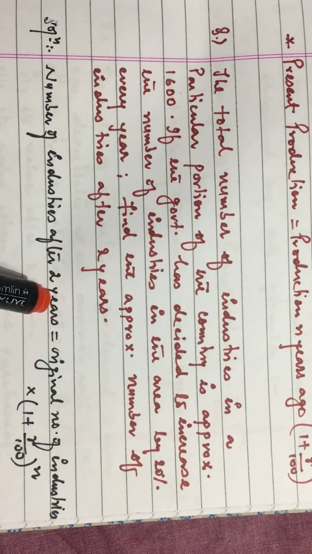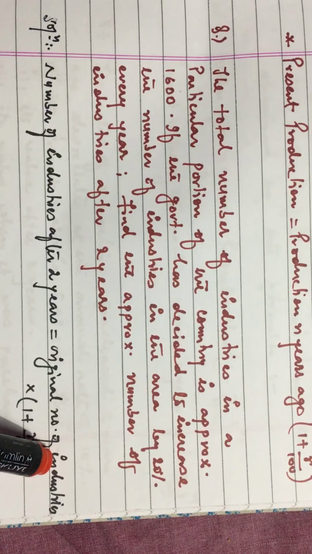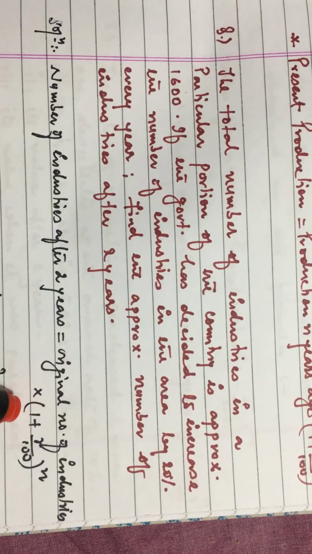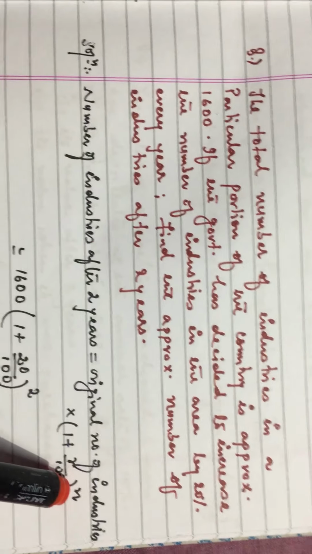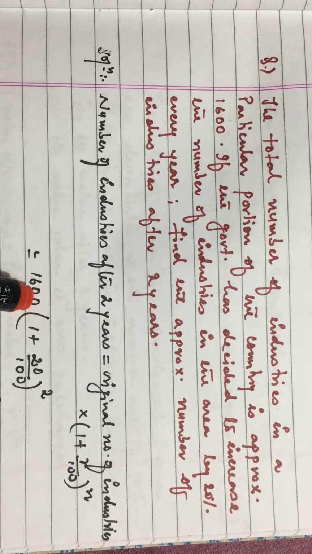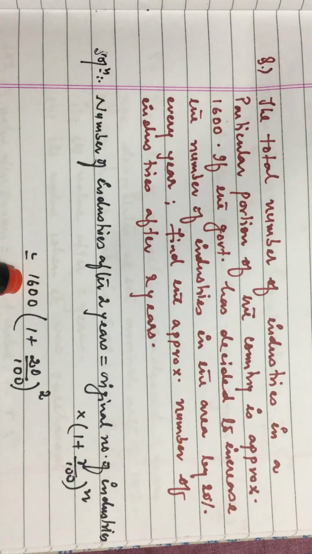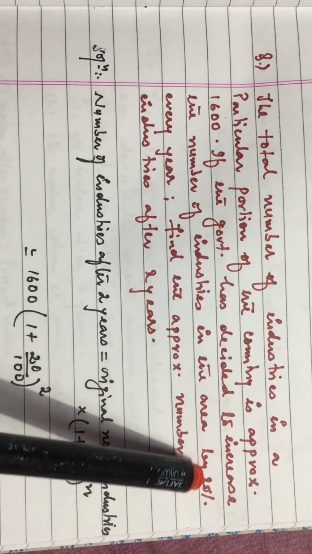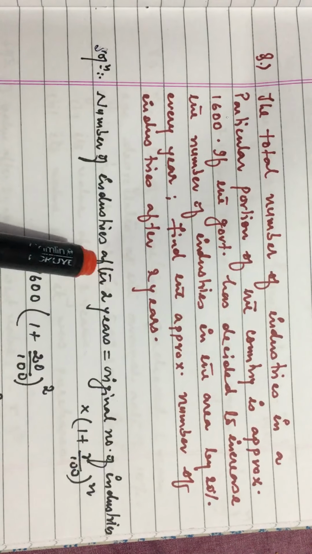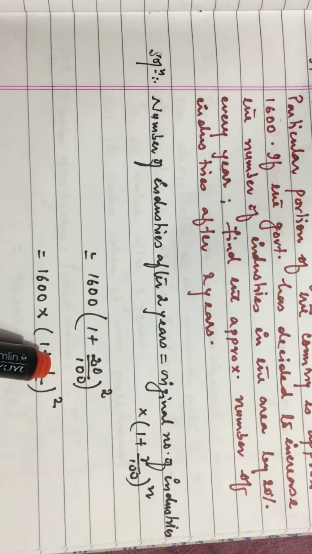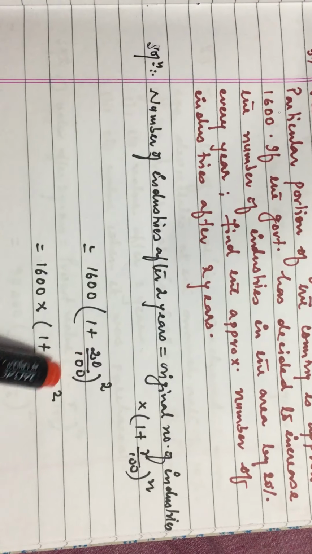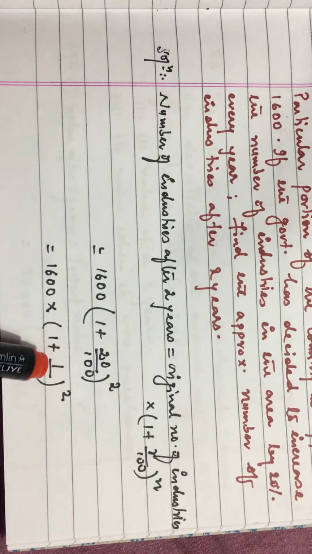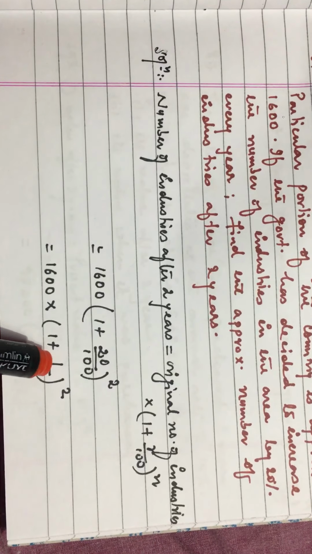Number of industries after 2 years is equal to the original number of industries, it means the number of industries in the beginning, into (1 plus rate by 100) to the power n. So the original number of industries is 1600, rate is 20%, and after 2 years, so time is 2. 20 over 100 is 1 by 5, so 1600 into (1 plus 1 by 5) to the whole power 2. So this part we have to solve.